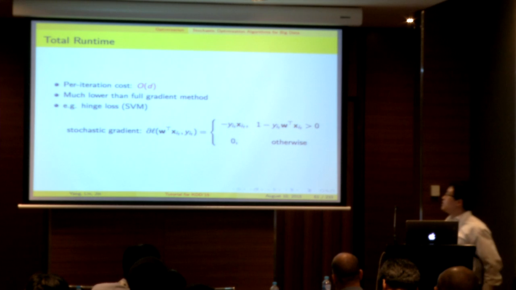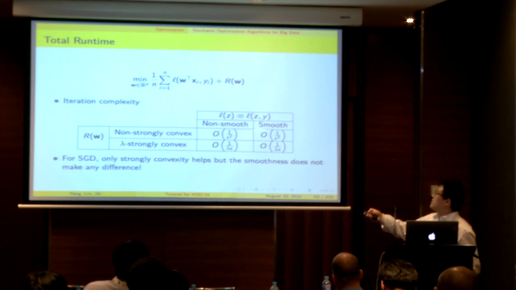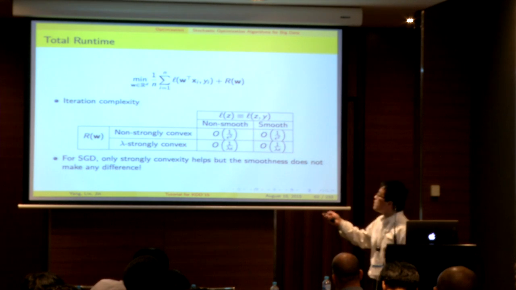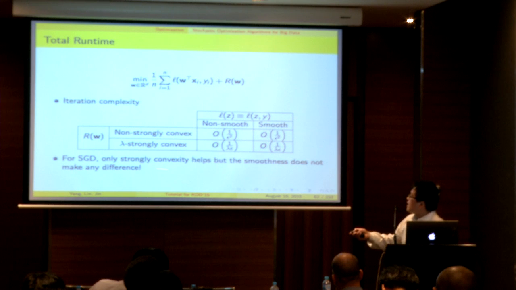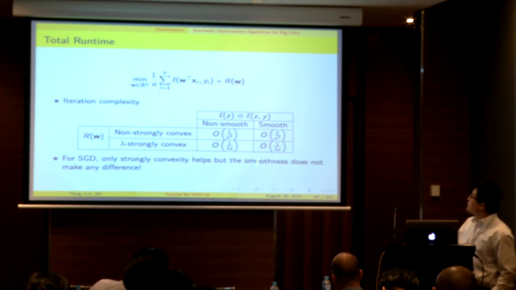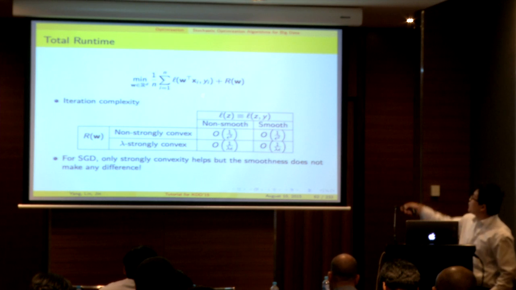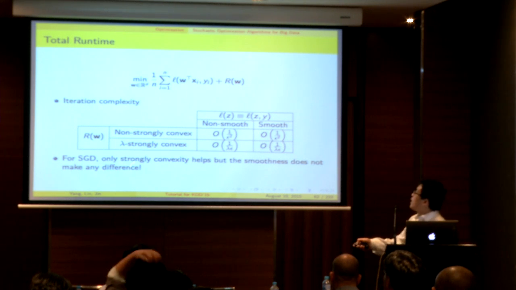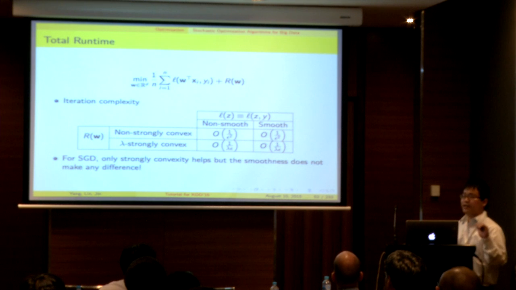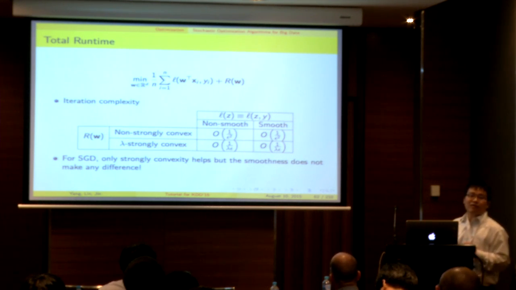Okay, so the table is the same as you saw before, because the iteration complexity of subgradient descent is the same as that of stochastic gradient descent. But the difference is that we reduce the per iteration cost. In these tables, if you compare the first row and the second row, they are different. But if you compare the first column and the second column, they are not much different. The conclusion is that strong convexity helps you improve the stochastic gradient's complexity, but the smoothness doesn't matter, right? So it doesn't matter if you use hinge loss or squared hinge loss.